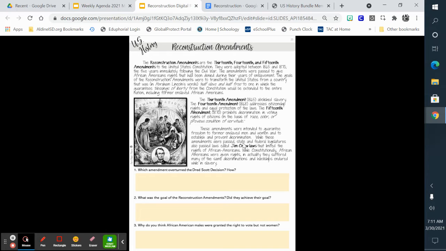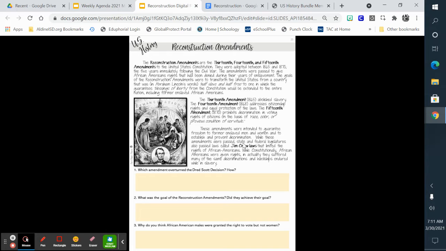So now we remember the 13th Amendment because it set the enslaved people free. The 14th Amendment gave them citizenship, and the 15th Amendment gave them the right to vote. And the way we remember these is: free, citizens, vote. That's the 13th, 14th, 15th Amendment.